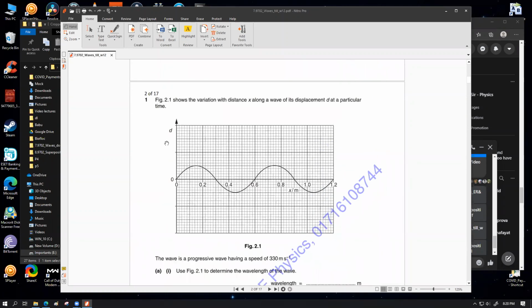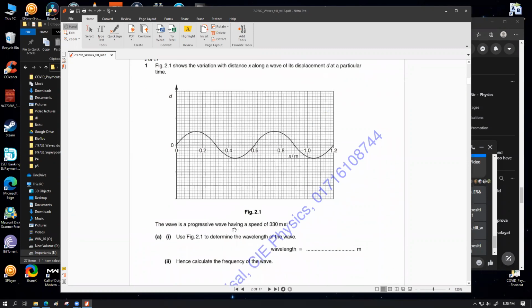Have a look, everyone. Figure 2.1 shows the variation of distance x along a wave of its displacement d at a particular time. The wave is a progressive wave and has a speed of 330 meters per second. Use figure 2.1 to determine the wavelength of the wave, which is pretty simple. We can see it from the graph. The wavelength is 0.6 meter. You just write it over here.